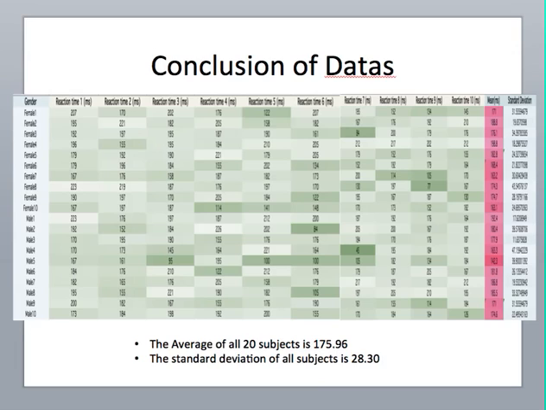And here is the conclusion of all of the 20 people's data. From this data, we can get the average of the 20 subjects is 175.96, and the standard deviation of all subjects is 28.30.